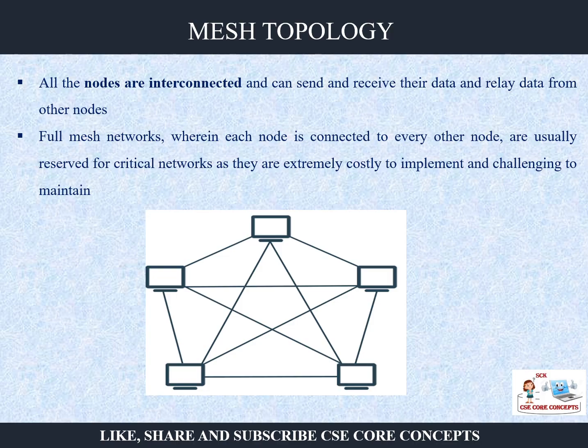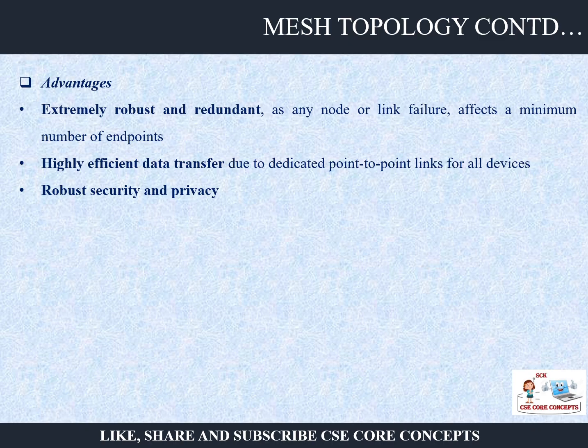You have so many point to point links. And secondly, maintenance is a challenge, because if some network fails or some cable fails, locating that error is quite difficult. The advantage is that it is very robust and redundant. If you want to pass one data to 5 nodes, 5 times you have to pass through the point to point link. It is very robust because any node and link failure will affect only that endpoint. Highly efficient data transfer. There is no possibility that anybody would peep your data. Security is there and privacy is maintained.